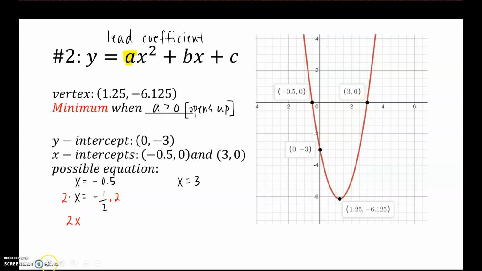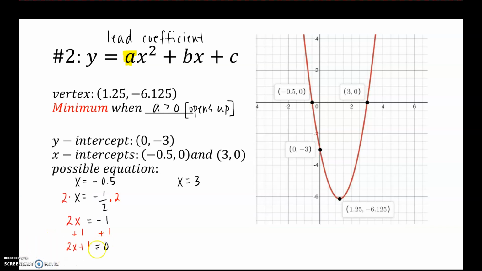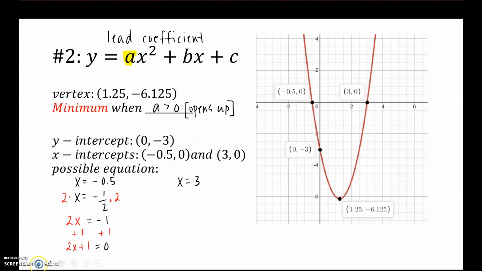So I get 2x equals negative 1. Next thing I'm going to do, I'm going to add 1 to both sides. So now I have 2x plus 1 equals 0. Well, let's again go back. What is this when we have something equal to 0? That something was one of our factors of the equation. So now I know one of my factors is 2x plus 1.